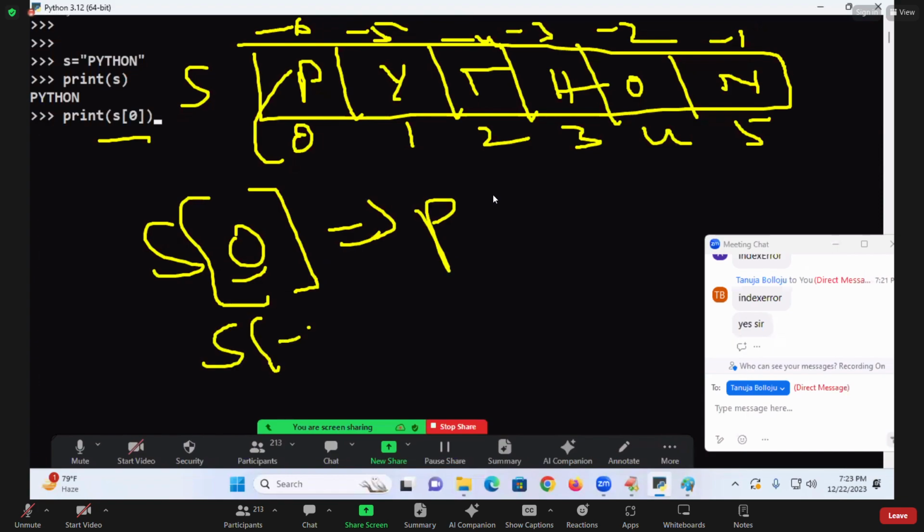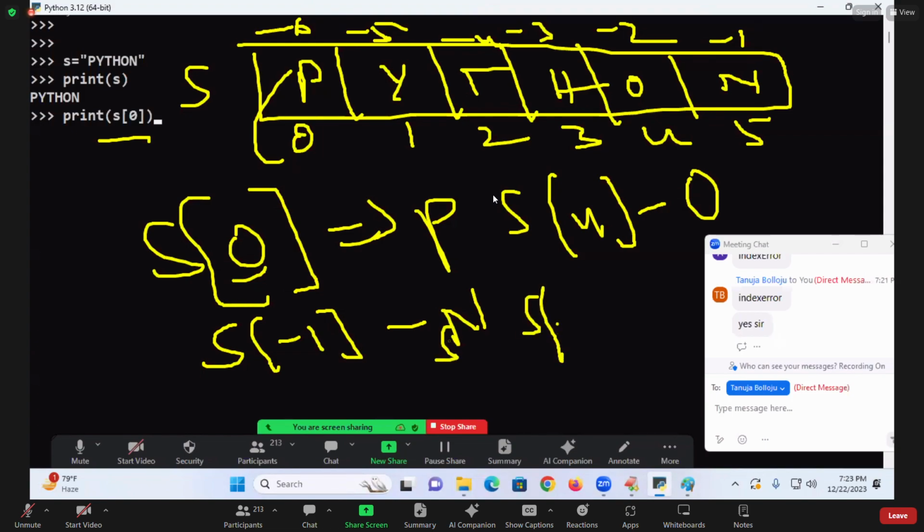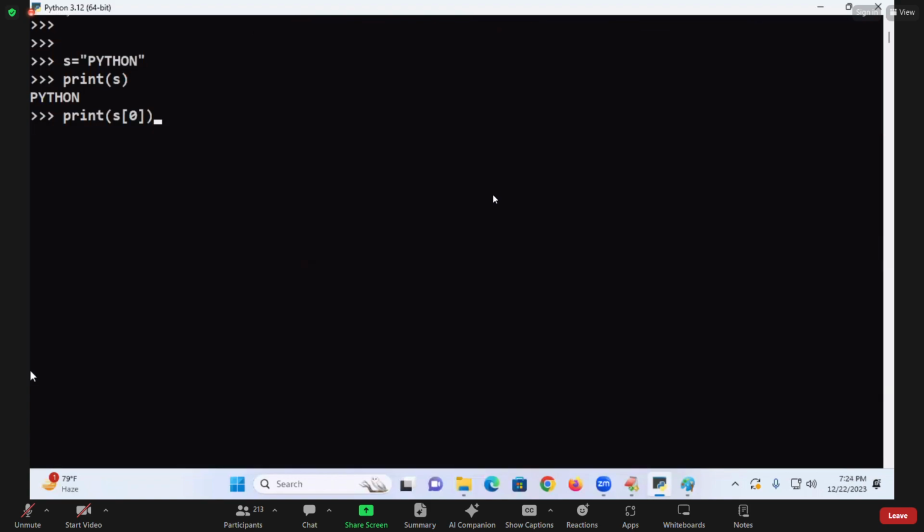S of -1. What is the answer now? N will be given. S of 4. What is the answer? O. S of -3. What is the answer now? H. Are you following, students? Come on, answer now. P. You can also simply write S of 0. It will give P within single quotes. I already said that to you.